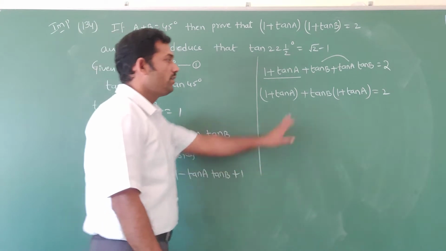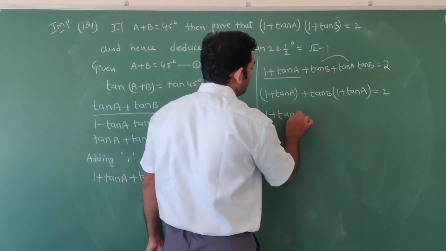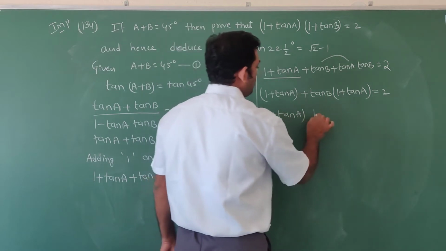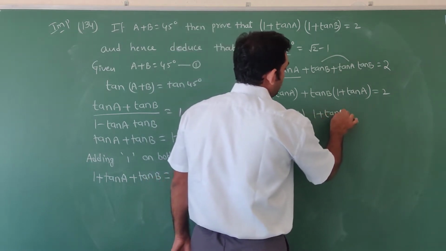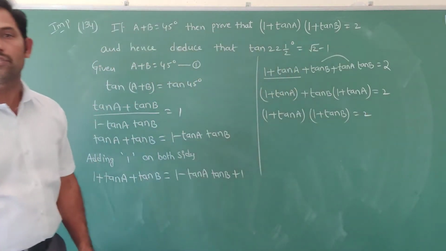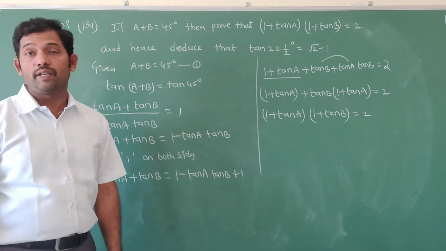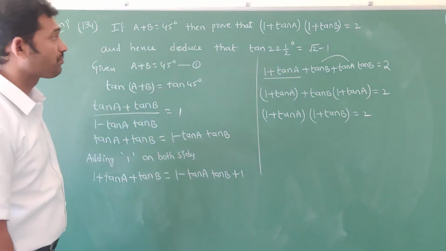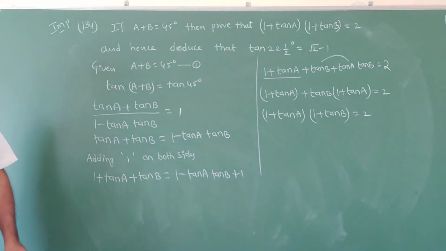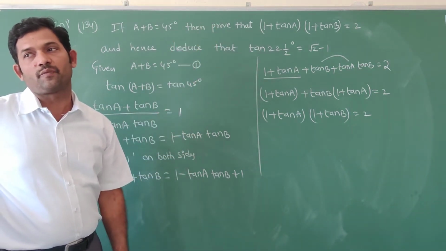So again, these two terms, what value is common? 1 plus tan A, so (1 plus tan A) into (1 plus tan B) is equal to 2. Okay, now we have proved that one. First one is clear.